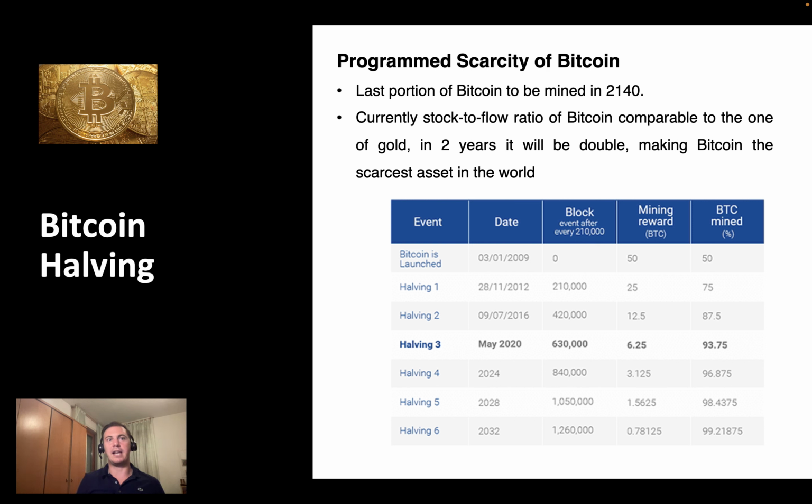In 2 years, to be more precise from May 2024, after the next halving, the stock-to-flow ratio of Bitcoin will double that of gold, 120 versus 60, and it will make Bitcoin the scarcest asset in the world. The miners will keep receiving block rewards, but half of them in 2024: instead of 6.25, 3.125. As said, we stop here because this topic is relevant for the monetary proposition and I already did several videos.